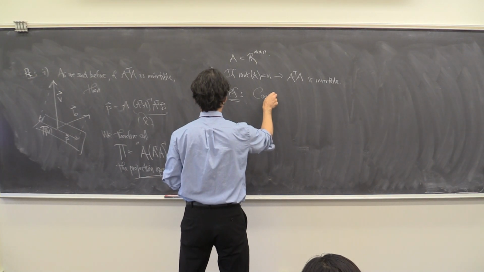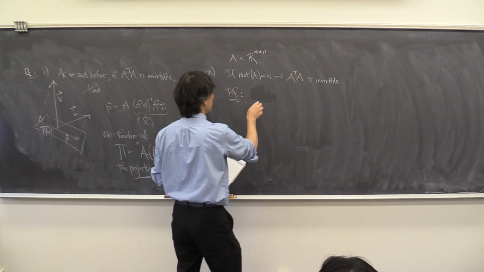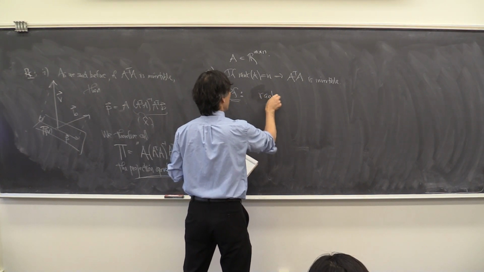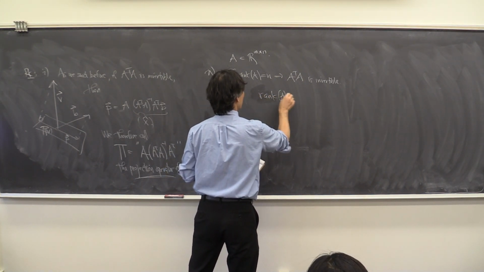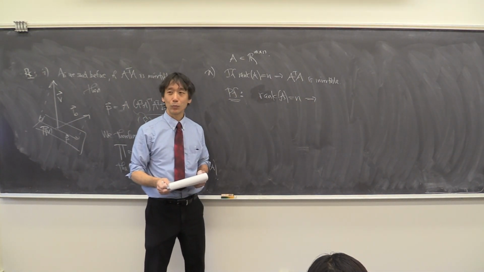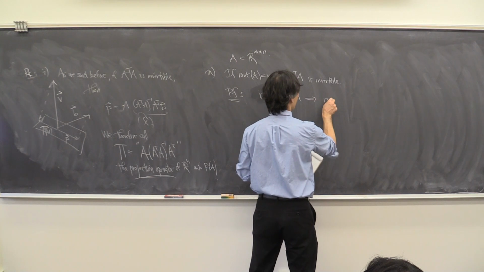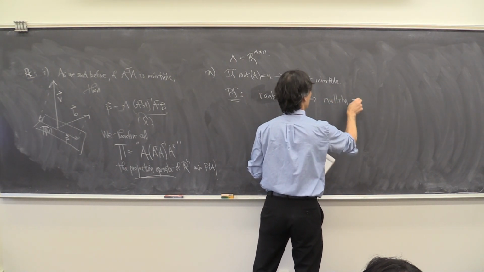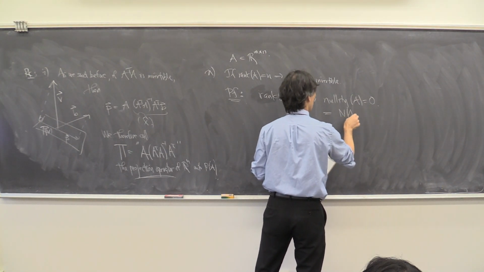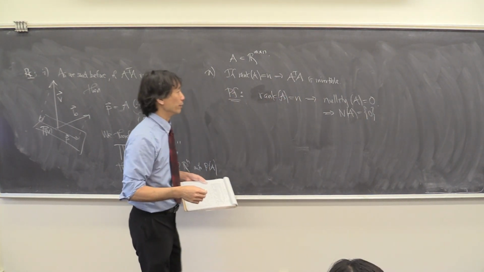First notice the rank of A is n. What does that tell you? If the rank of A is n, then what do we know? The nullity is 0, great. In other words, the null space is just the 0 vector. The only thing that gets killed is the 0 vector.